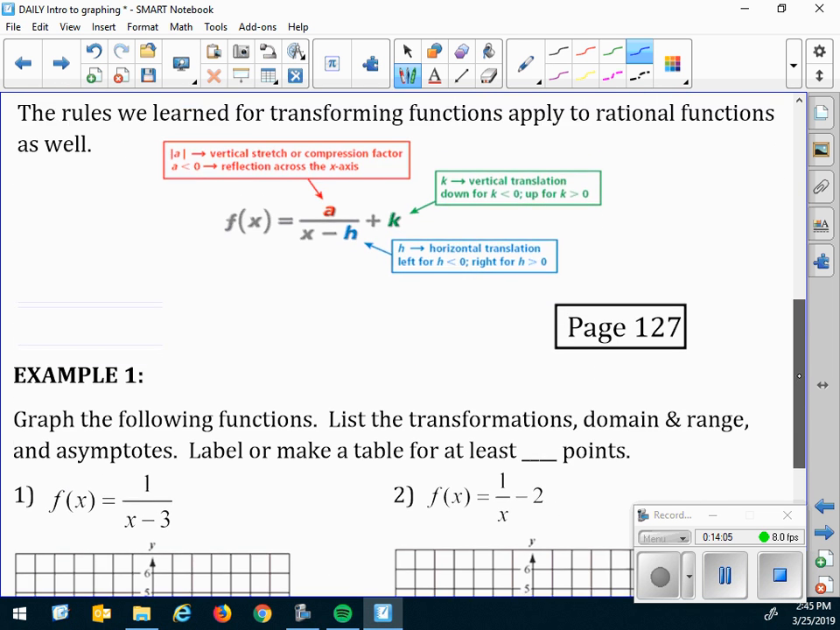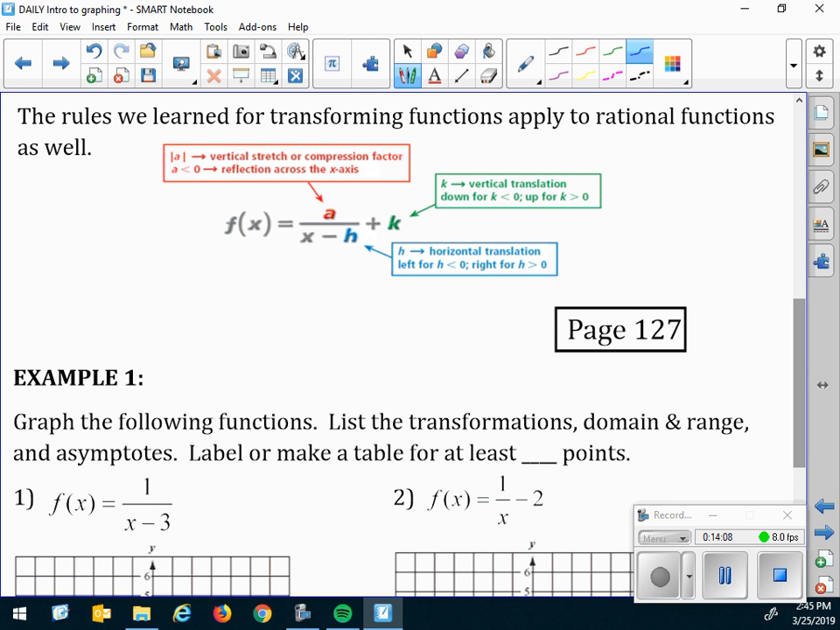Now, I want you to write down in the space that you have below. Have you already glued that in? Below the box, down here. Everybody see? Below the box. I want you to write this: f of x equals a over x minus h plus k. Write this on the bottom of the green sheet, below the box.